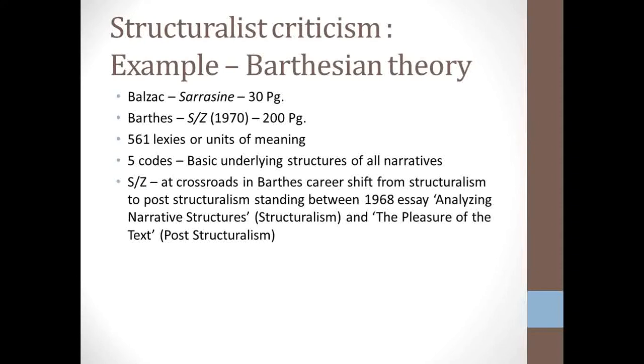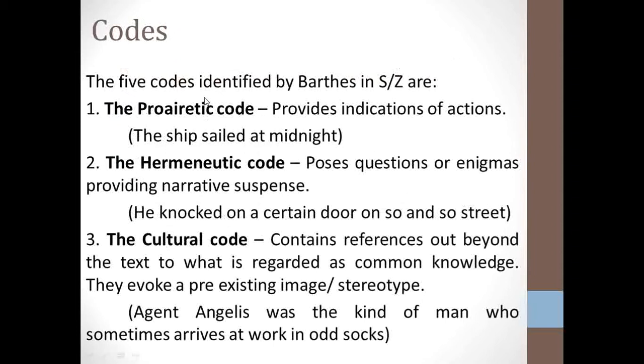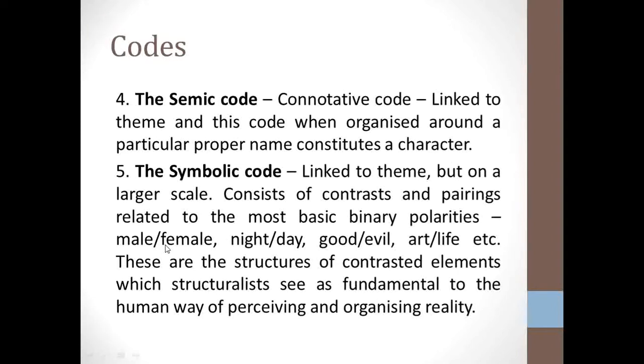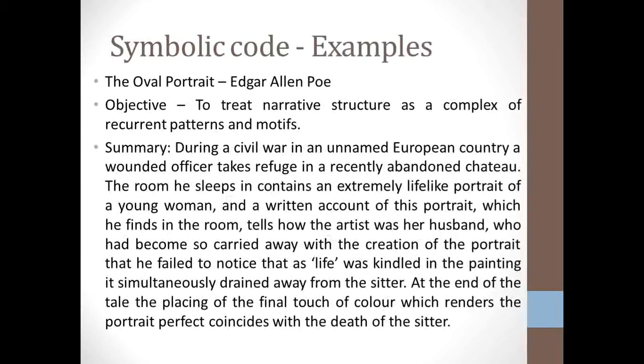So we looked into Roland Barthes' S/Z, and how he devised all these 5 codes through analyzing Balzac's Sarrasine. Then we saw the 5 codes in passing: the proairetic code, hermeneutic code, cultural code, semic code, and symbolic code, right? And we dealt with symbolic code at length using Poe's The Oval Portrait. So we fit in all those binaries and contrasts and parallels.